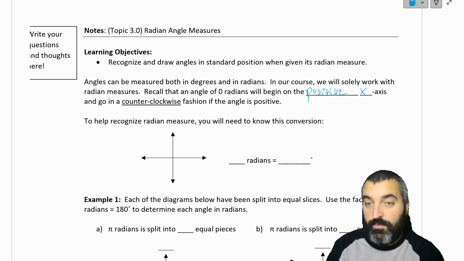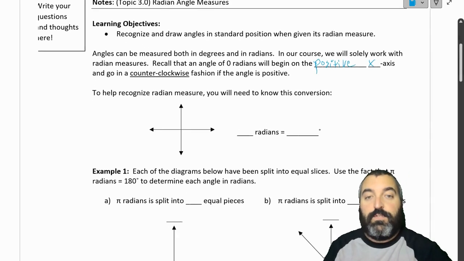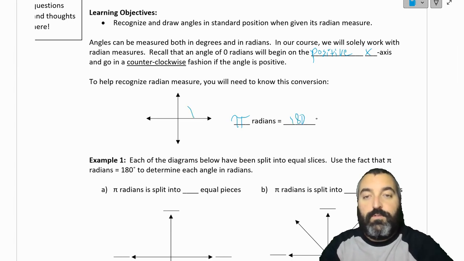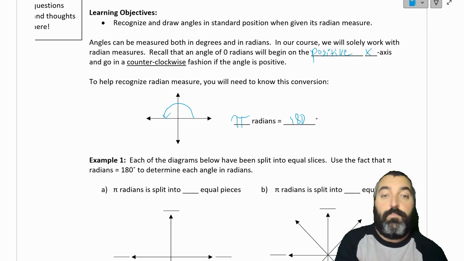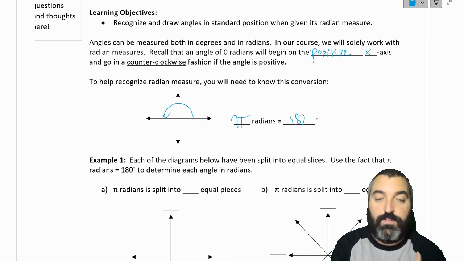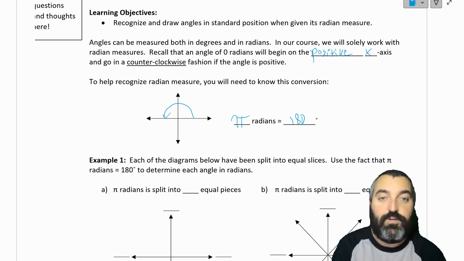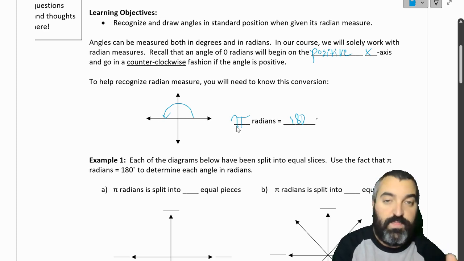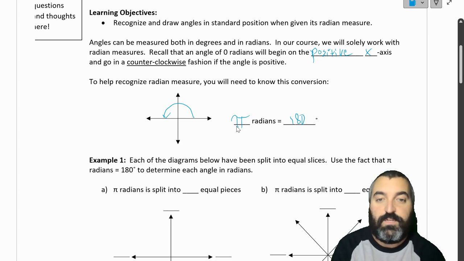To help recognize radian measures, you will need to know that pi radians is equal to 180 degrees. So in other words, half a circle is pi radians. Okay, you rotate half, turn around, you've got 180 degrees, which is pi radians, which again, we're going to use radians exclusively in this course.